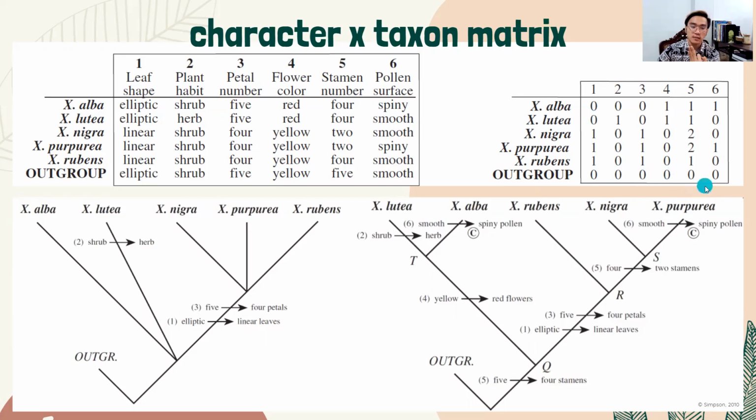So again, the character state exhibited by the outgroup, which is 5, is assigned 0, and the other 2 forms of the same character are assigned 1 and 2. In this case, 1 is assigned to 4, and 2 is assigned to 2. Okay. So we have a coded matrix.